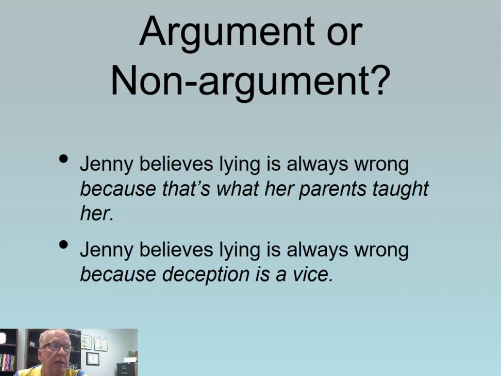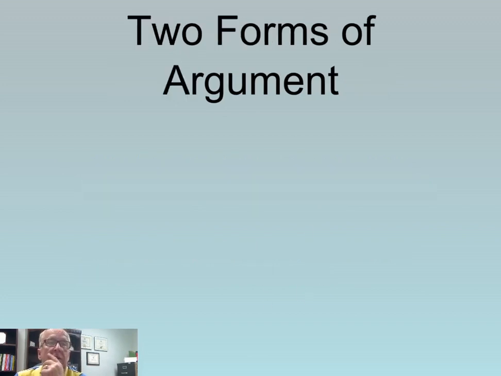All right. Let's look at whether this is an argument or a non-argument as far as reasons and causes. Jeannie believes lying is always wrong because that's what her parents taught her. Now, that's a cause, right? Now, Jeannie believes lying is always wrong because deception is a vice. Now, one of those is a reason and one of those is a cause.